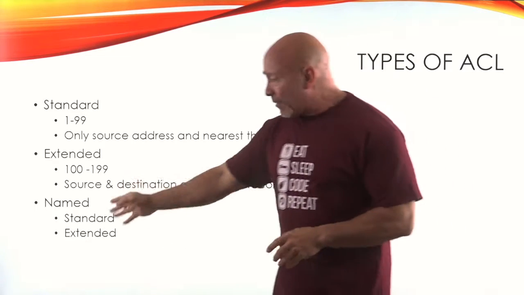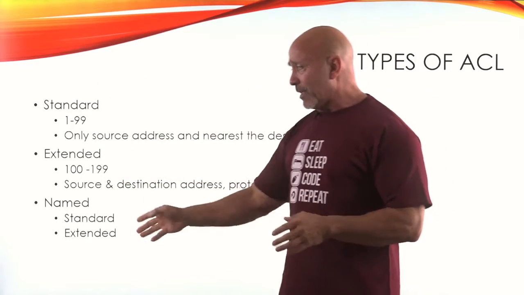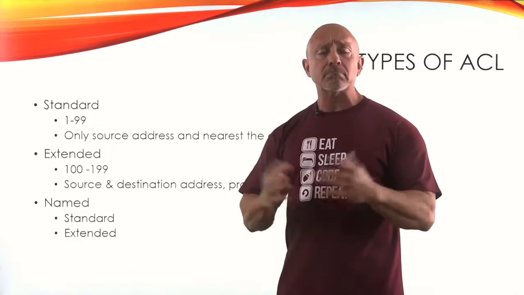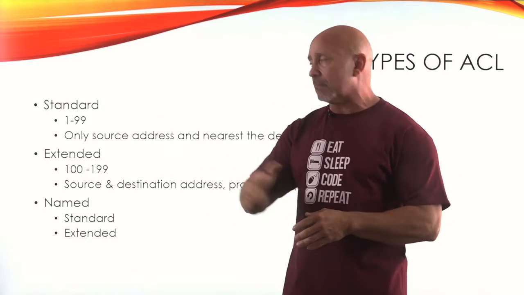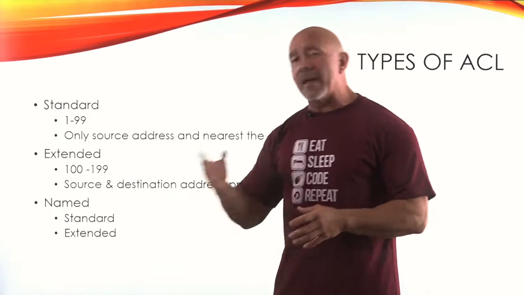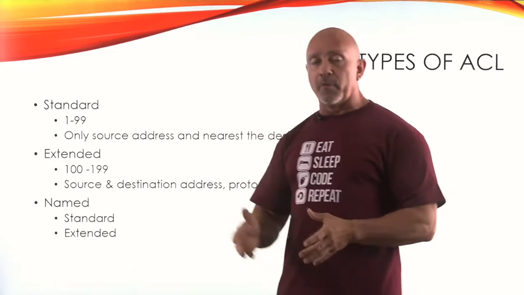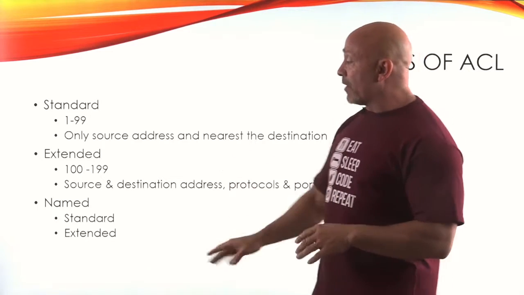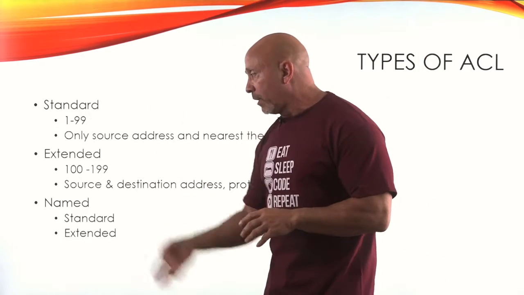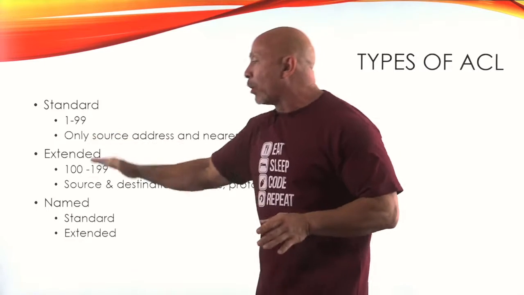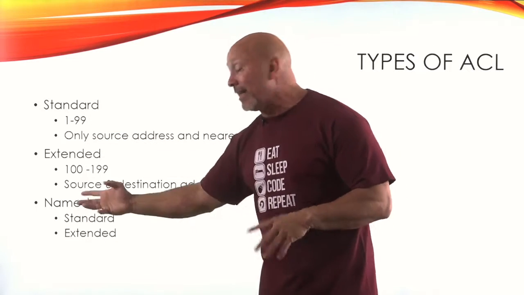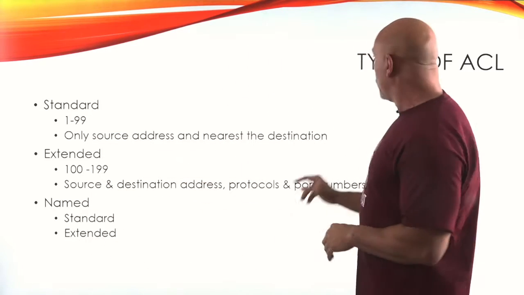Okay? The named is the same thing. The only difference is when you're doing a numbered access list, you start it off with access-list, then the number. With a named access list, you start with ip access-list, and then you go from there. All right, so that's the only difference, but we will be doing labs on all 3 of these, all 3 categories, right? Standard, extended, and then named. So we'll be learning how to do those.